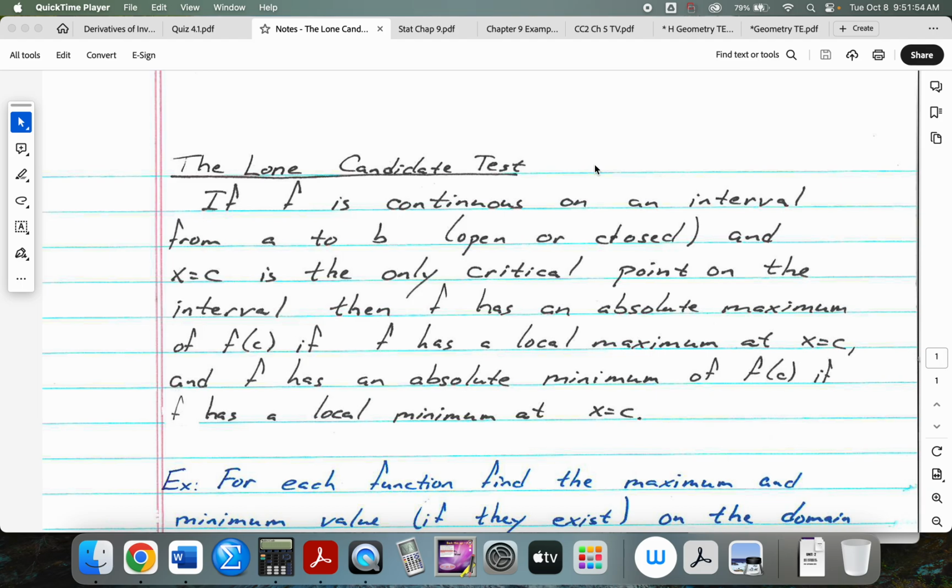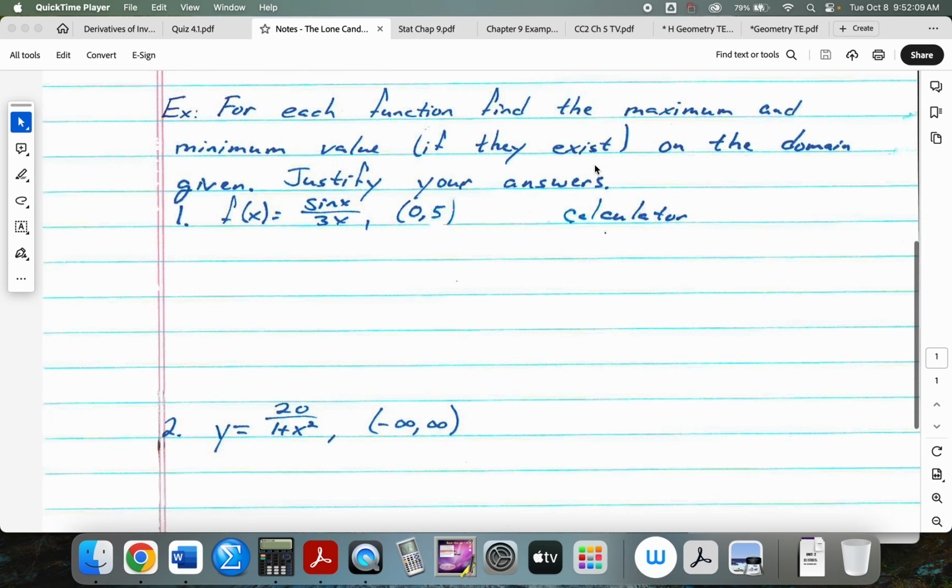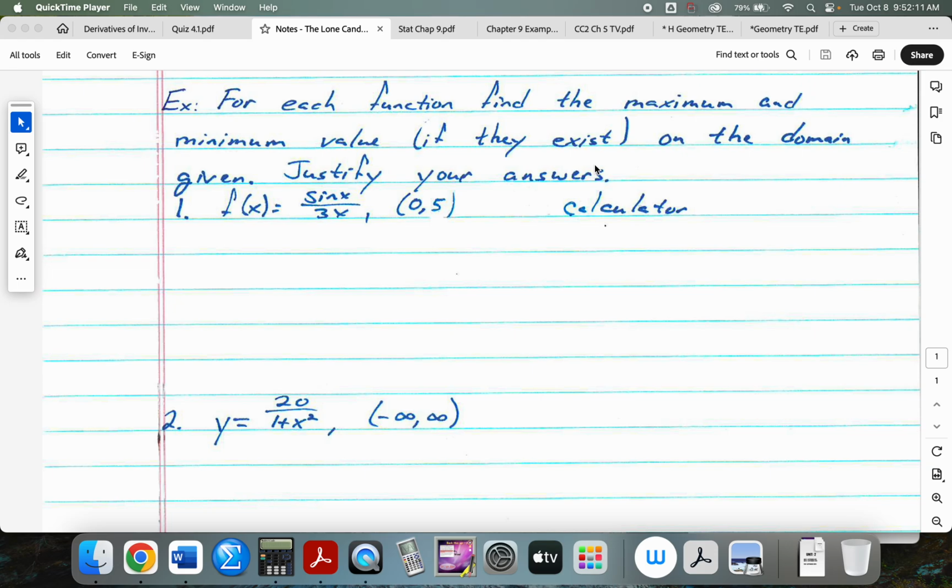Okay? In the interior of the interval, at least. Right? Normally you would test the endpoints and the other one, but let's take a look at how this works out. So for each function, find the maximum and minimum value, if they exist, on the domain given. Justify your answers.